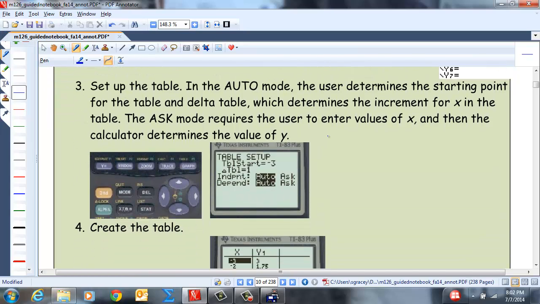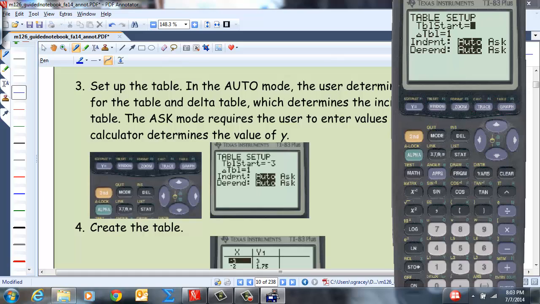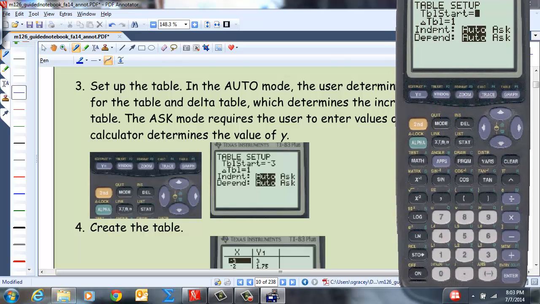So you can set it up in different ways. In auto mode, the user determines the starting point for the table and the delta table, which is the incremental change in x. Ask mode would ask you to enter values of x, and it would give you corresponding y values. So we can do it right here, right? So if we go to second table set, this table starts at 0. So I'll just plug in what I had put over here, -3. The change in the table is 1. And so when it's in auto and you go to table, this is what you would get.